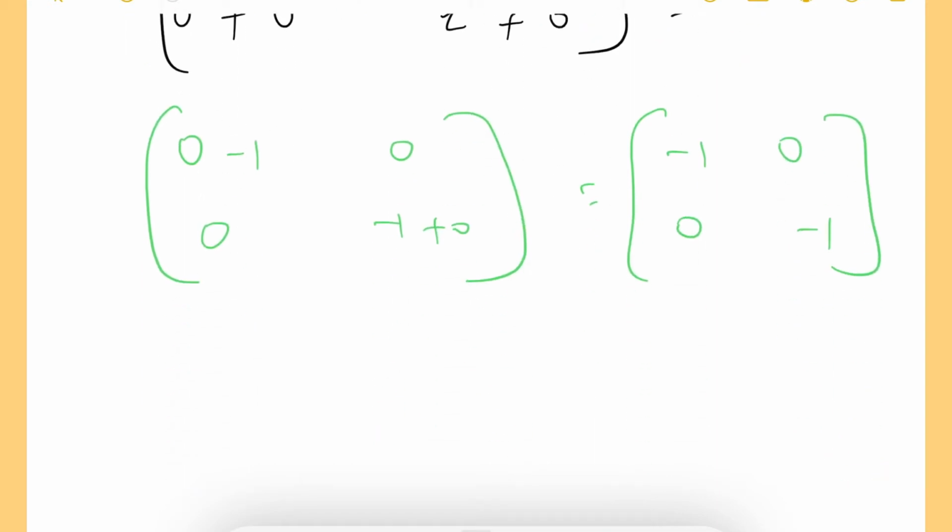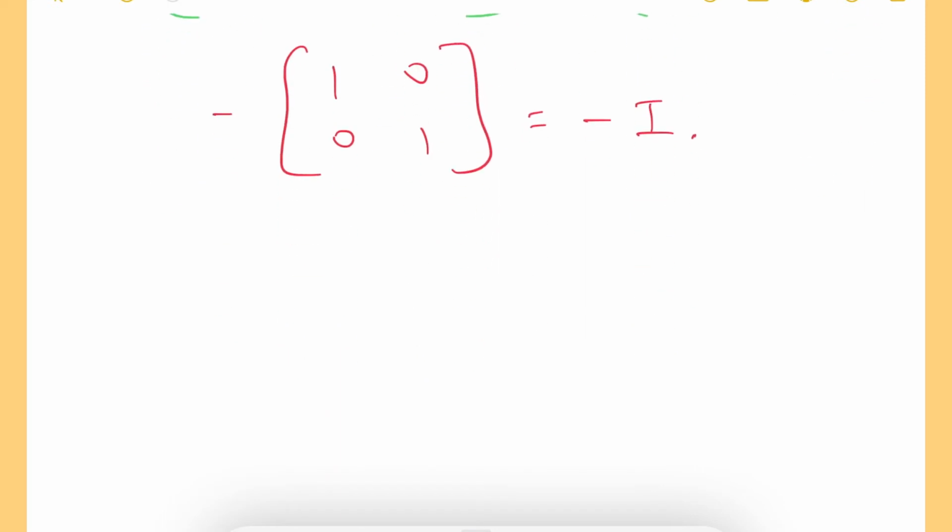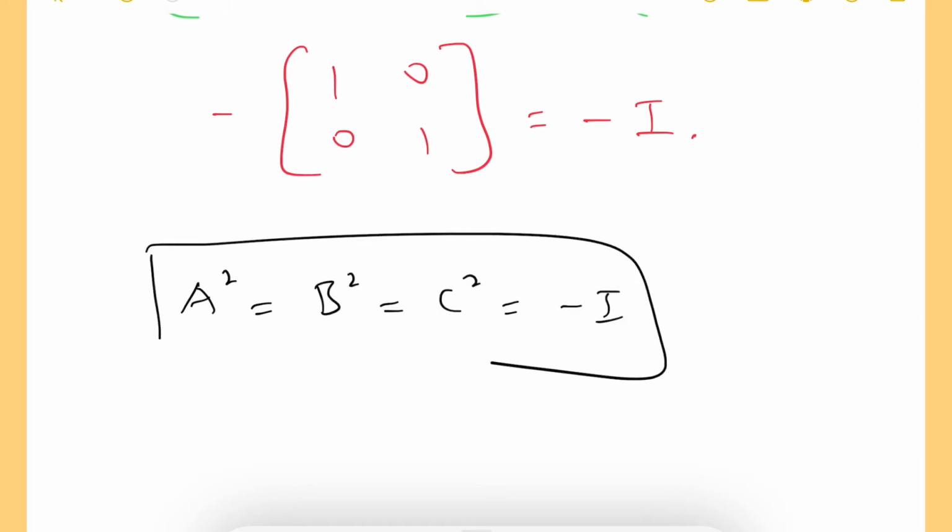Now from the last step, we will take minus common, then we are left with 1 0 0 1. So 1 0 0 1 is nothing but the identity matrix, that is represented with capital I. So minus capital I. Then we showed that A square equals B square equals C square equals minus I.